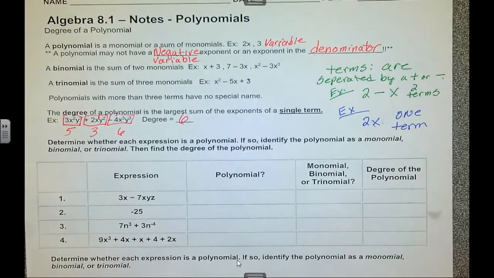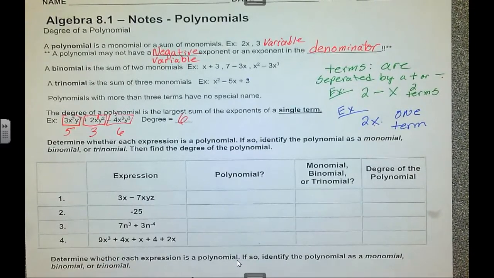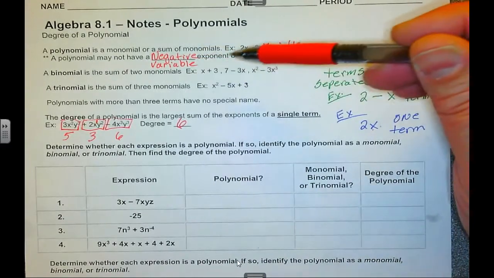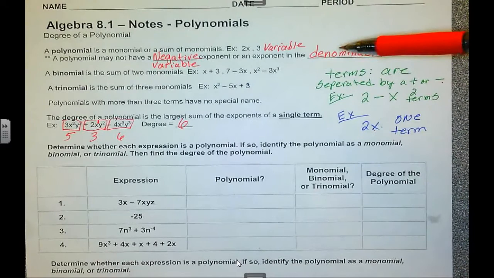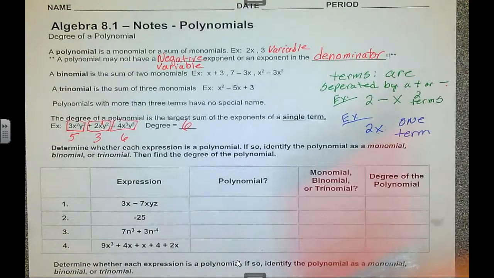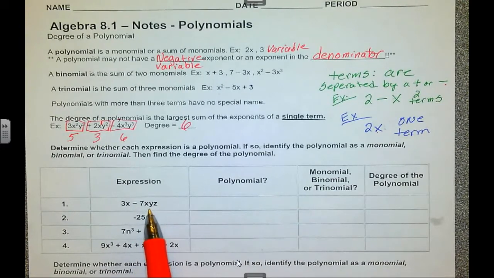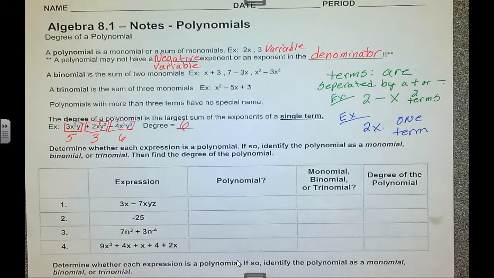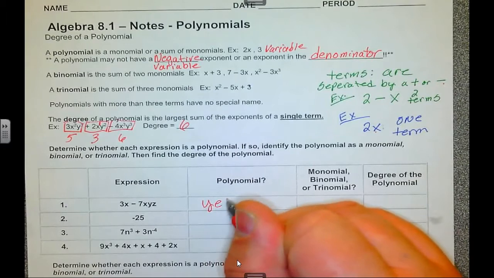Is number 1 a polynomial? Well, remember what the definition is. If I have a negative variable for an exponent or a variable in the denominator, it is not a polynomial. Look at my two terms, because it's separated by a minus sign. Do I have a negative exponent? Or in this case, do I have a negative for my variables as an exponent? No. So this would be a polynomial.